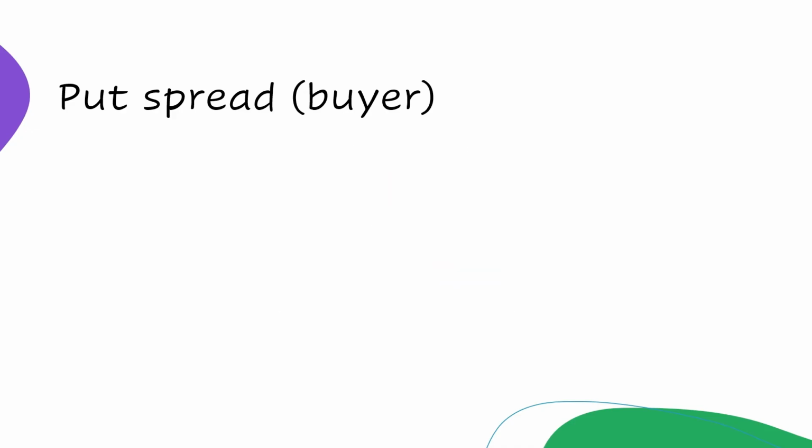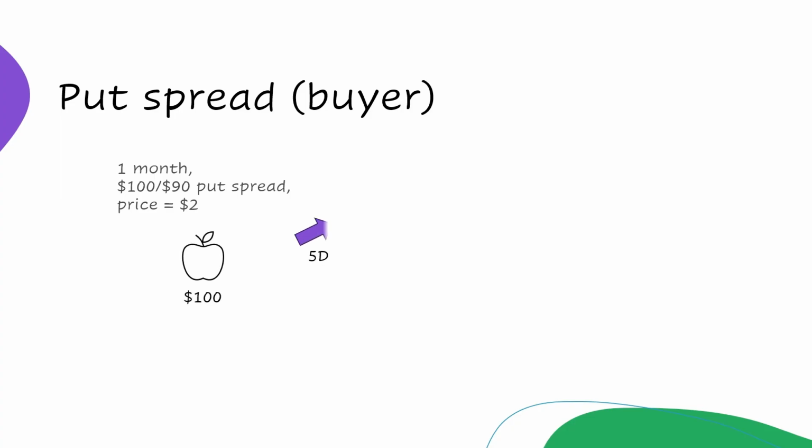This is an illustrative example of trading put spread. Assume a trader buys a 1 month, $100/$90 put spread on Apple with premium $2. Apple is at $100 now. Apple goes down to $95 in 5 days and the put spread goes up to $4. The trader can choose to unwind the put spread and the profit will be $2. Otherwise, the trader can choose to sit with the option until maturity.